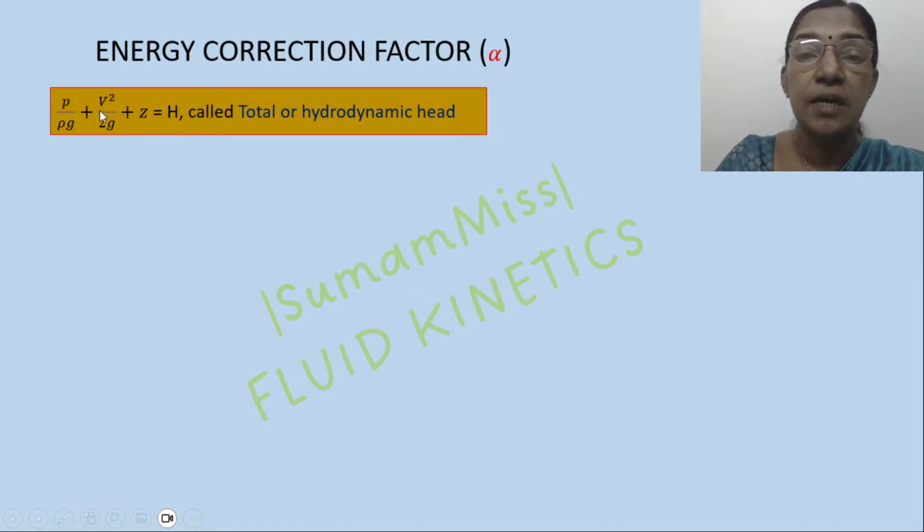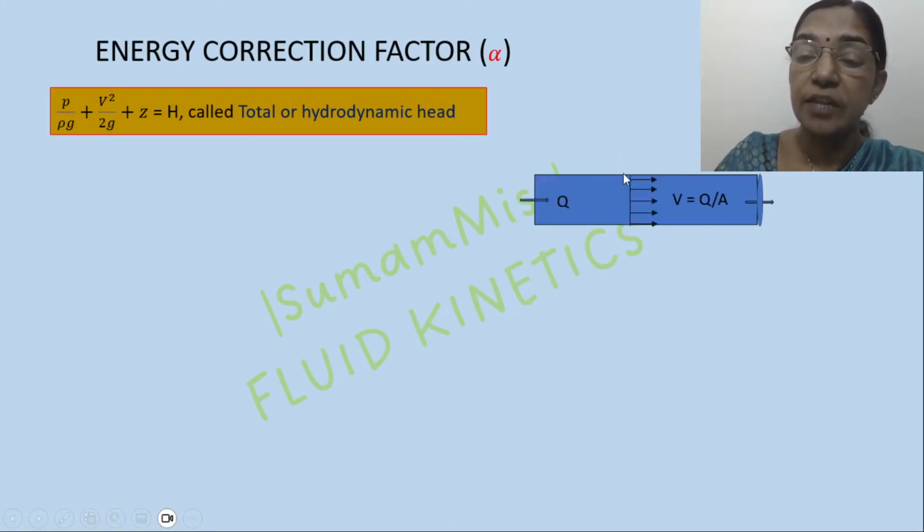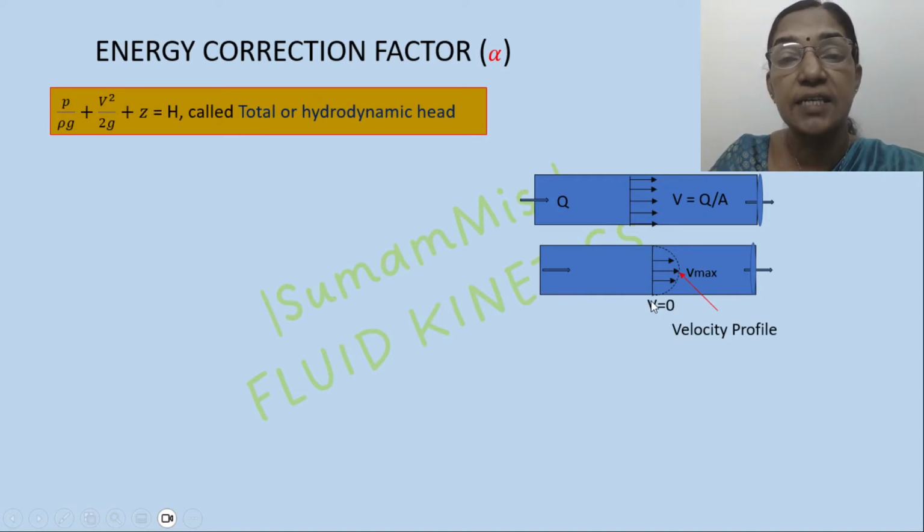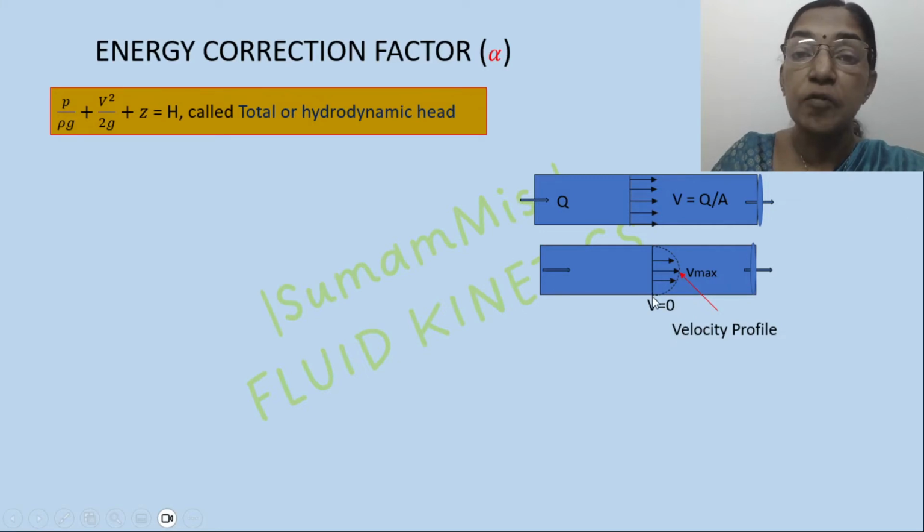One of the assumptions used for the derivation of Bernoulli's equation is the concept of uniform velocity over the section. So if you consider the flow through a pipe, the velocity V equal to Q by A is considered uniform across a section. But we have learned previously that velocity for a real fluid is equal to 0 at the boundary. So the velocity of the fluid particle increases from the boundary to the maximum value at the center. So the velocity profile, if you draw it, will be like this, varying across the section.